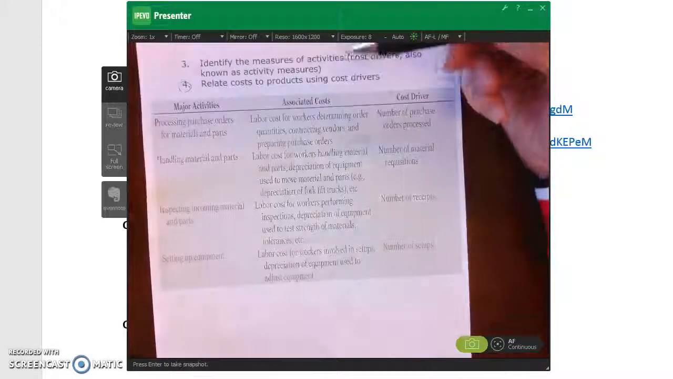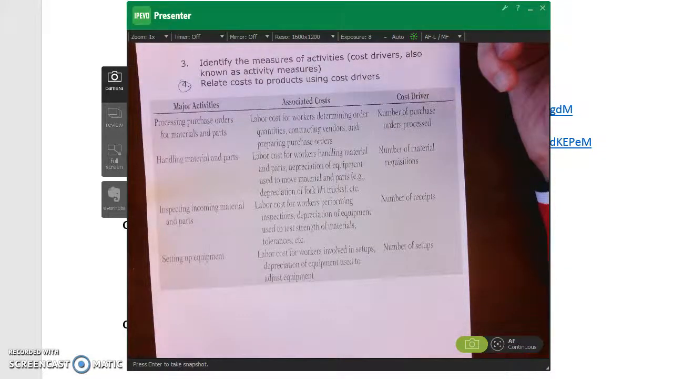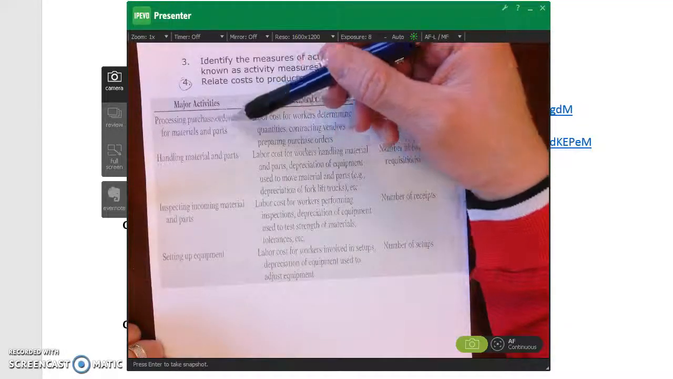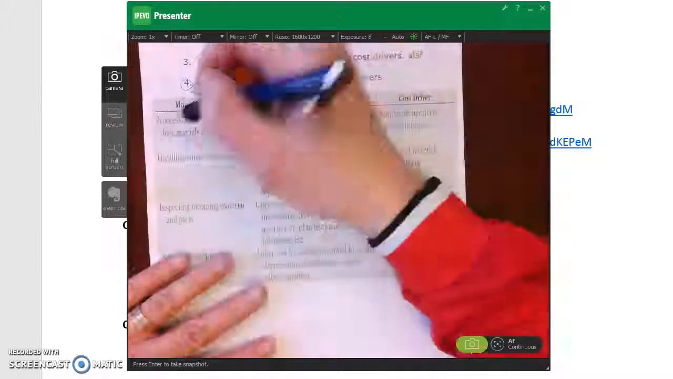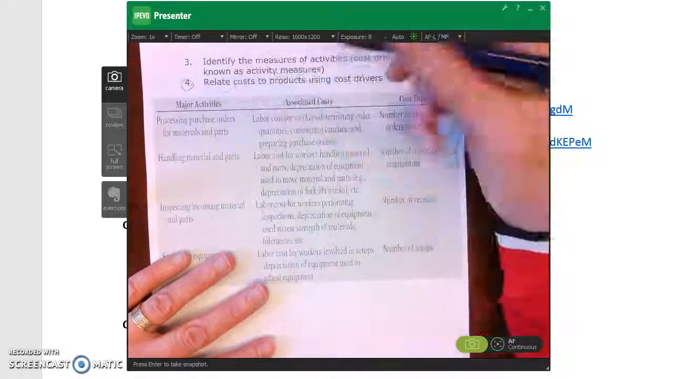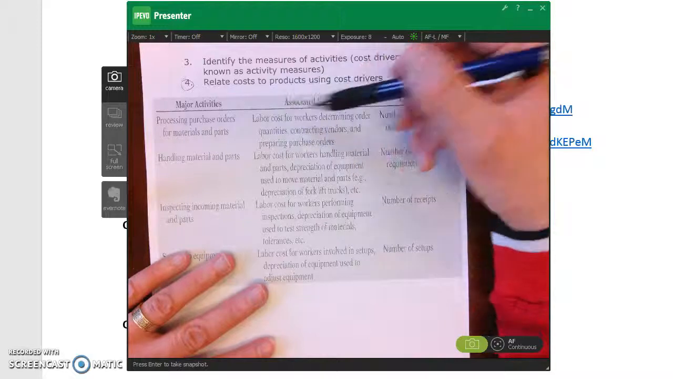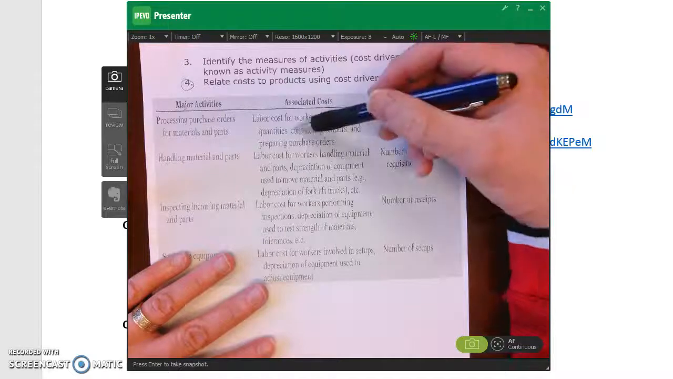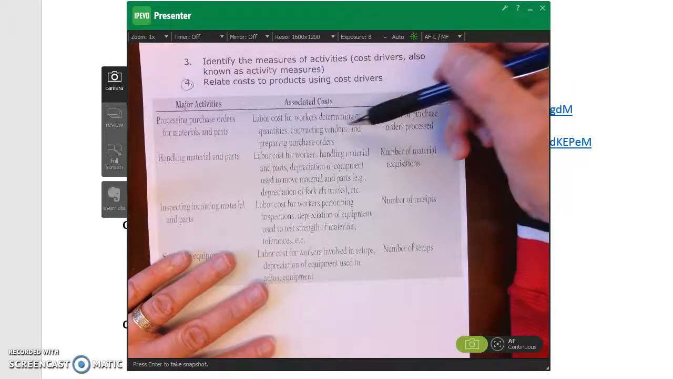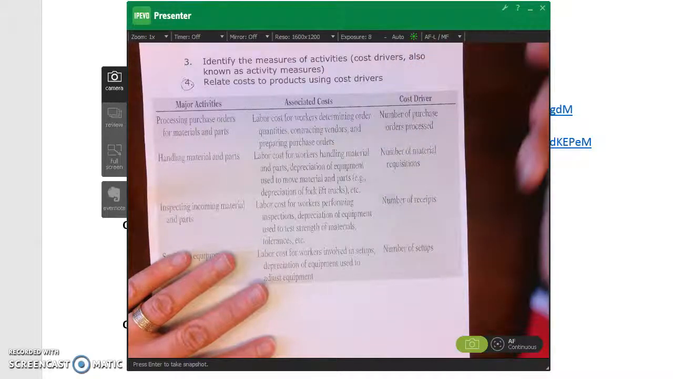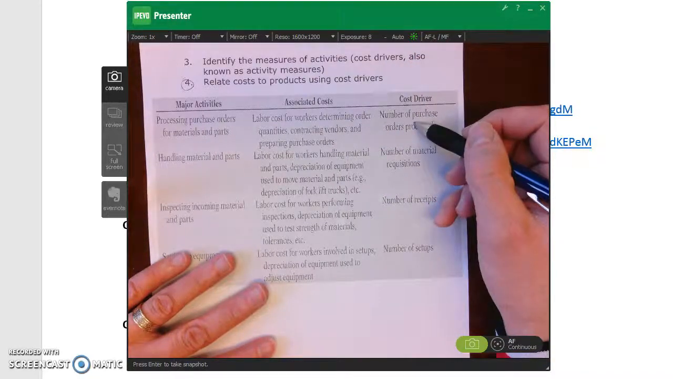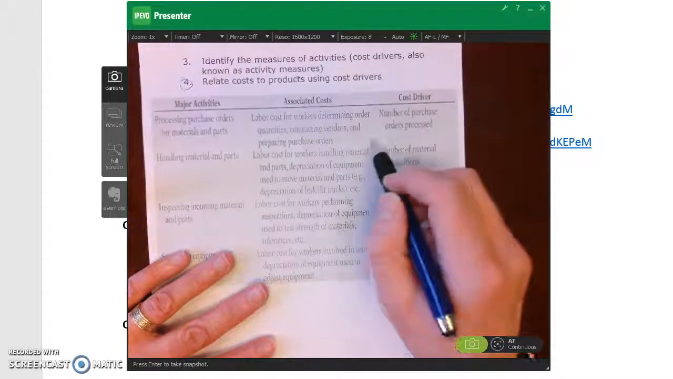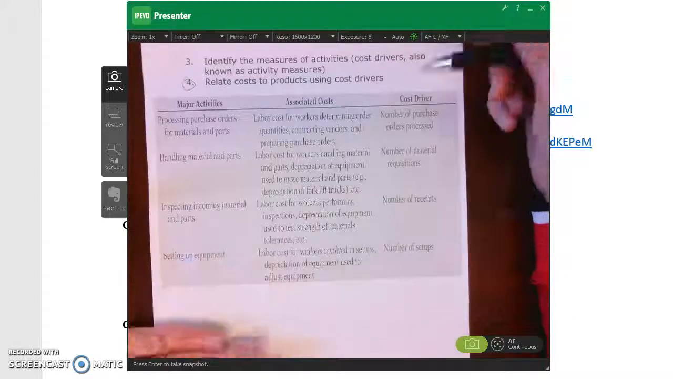Okay. So if we went through and we did some interviews and we identified some of the major activities in the production process as processing purchase orders for materials and parts. So this is one of the major activities. We get this through interviews. And then we say, what are the associated costs with fulfilling purchase orders? We say, well, we have labor costs for workers determining the order quantities, contacting vendors, and preparing those POs. What would be the cost driver? The number of purchase orders. So the more purchase orders that we have, the higher the cost over here. Okay, that's that cause and effect relationship that I was talking about earlier.